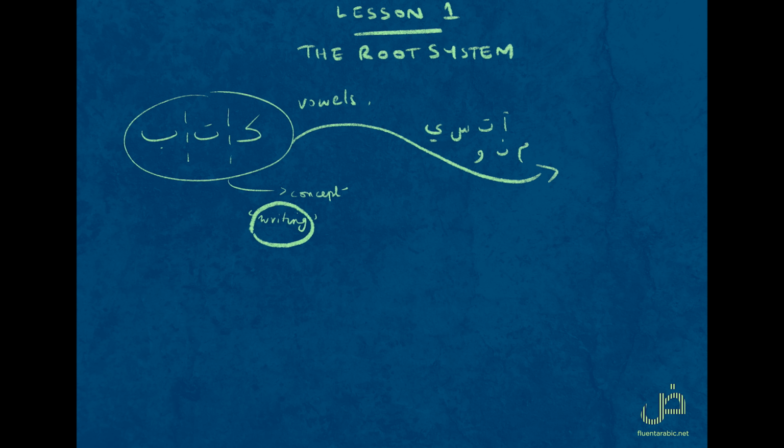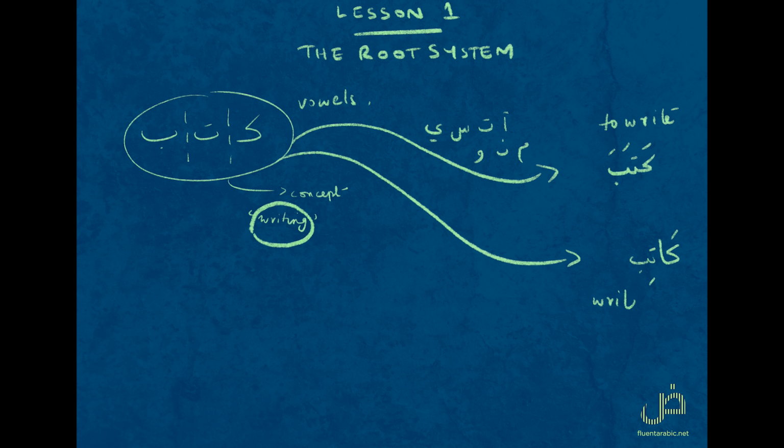From kataba, we can take the verb kataba, which means to write. We can take katib by adding the vowel, and katib means writer. We can take kitab, which means book.